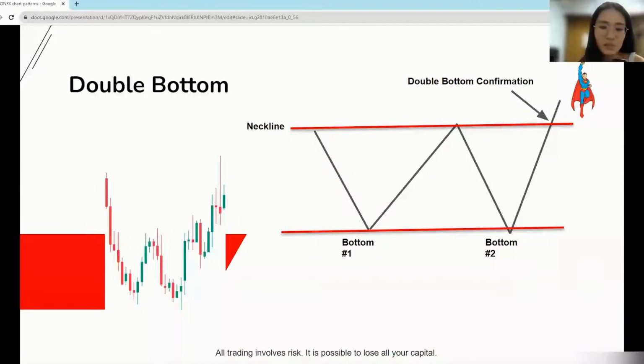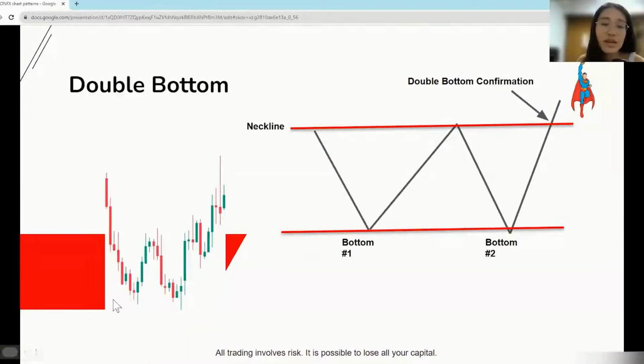Double bottoms appear in a downtrend and reverse it to the upside as price breaks through the resistance line. In this case, our resistance line is the neckline here. Once again, I've included a candlestick example for you to take a look at.